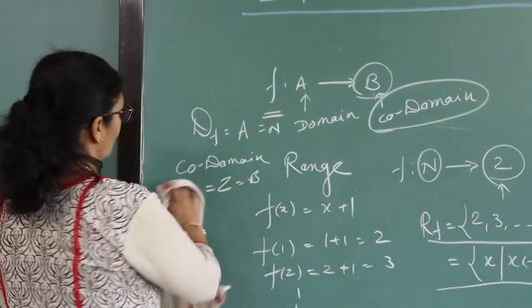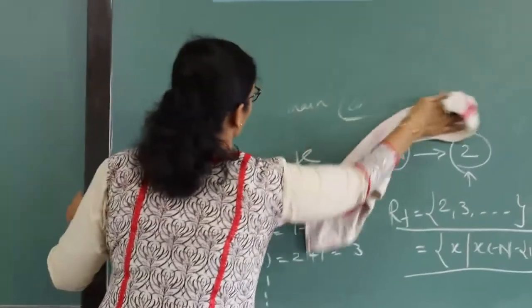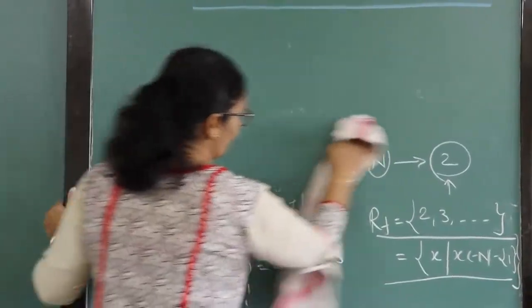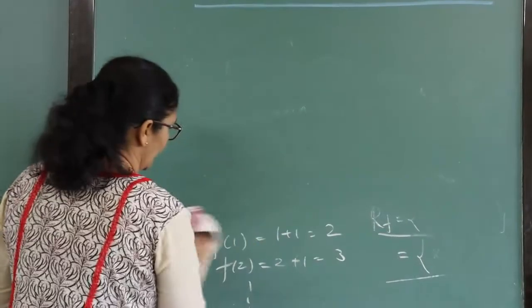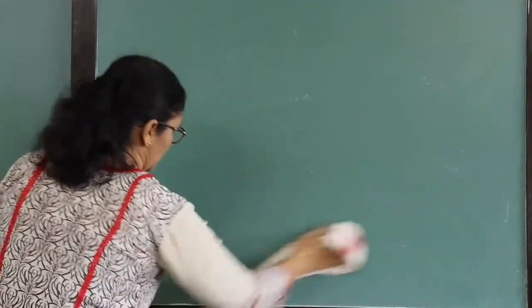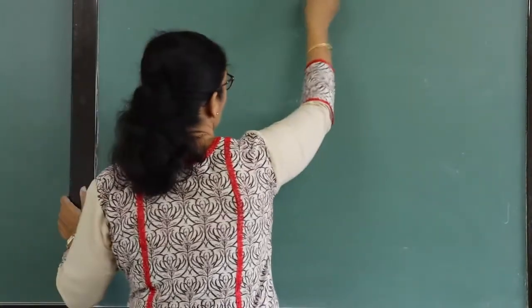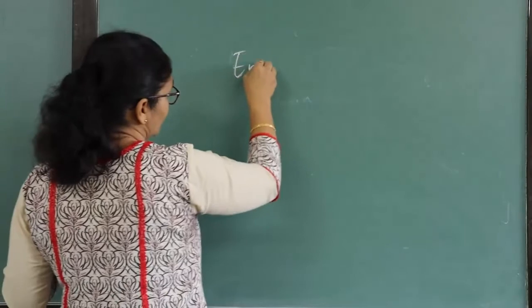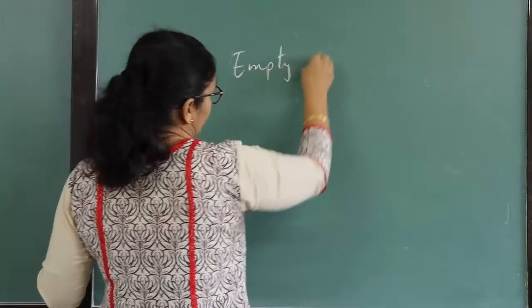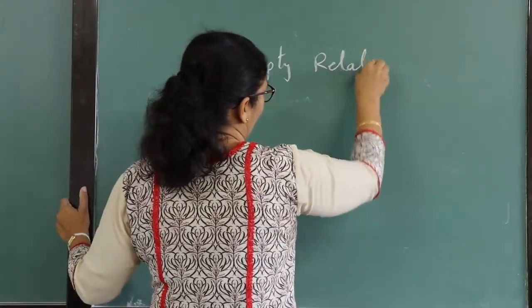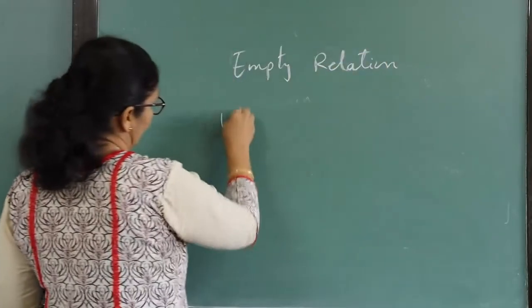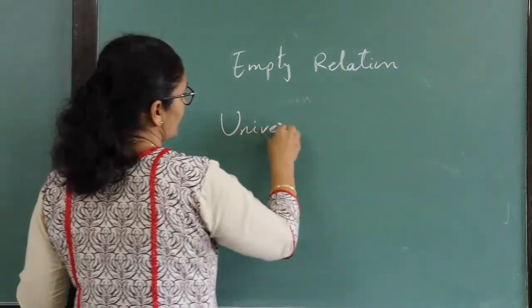Now we come to your first word, relation. Today we discuss relation only. First we discuss two extreme relations. What are the extreme relations? One is the empty relation and second is the universal relation.